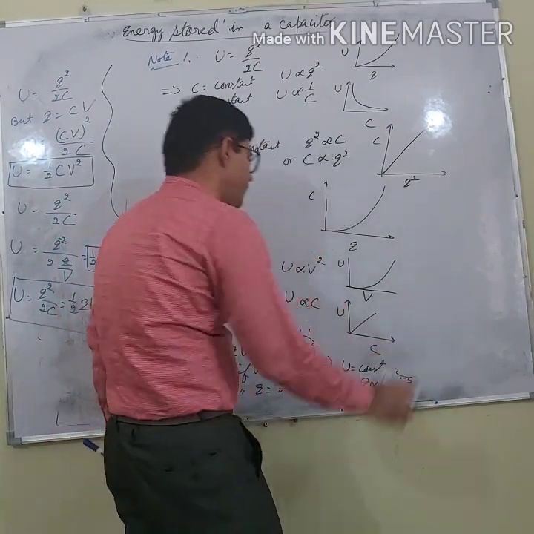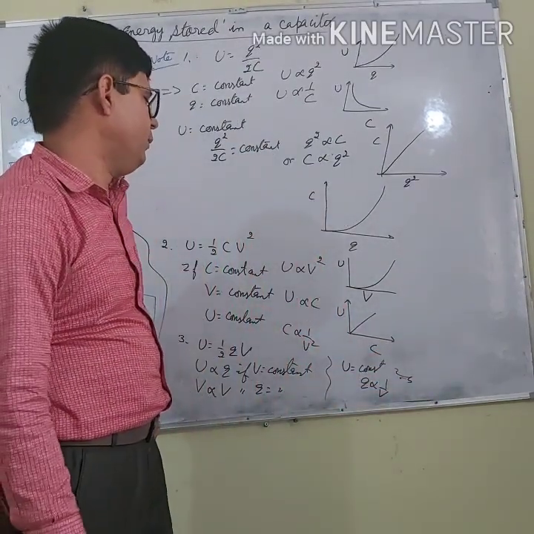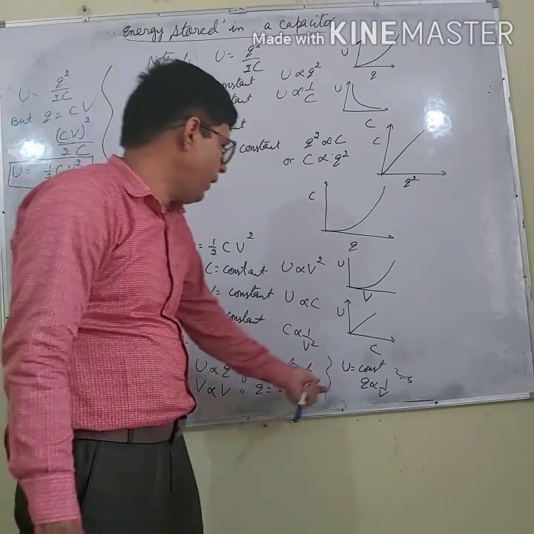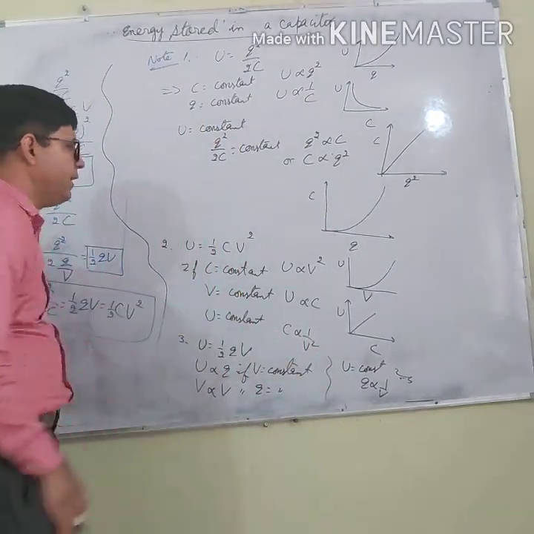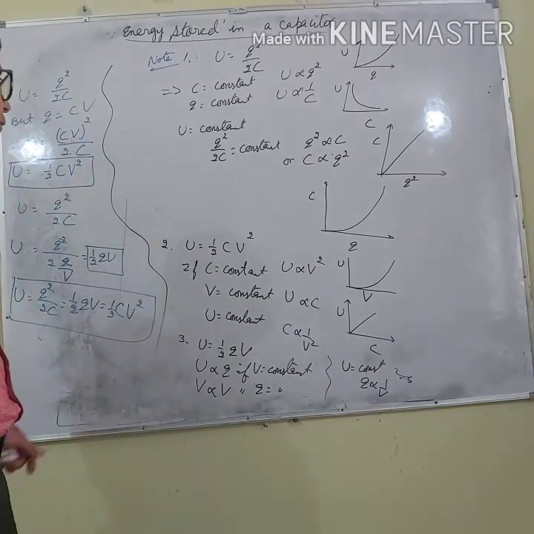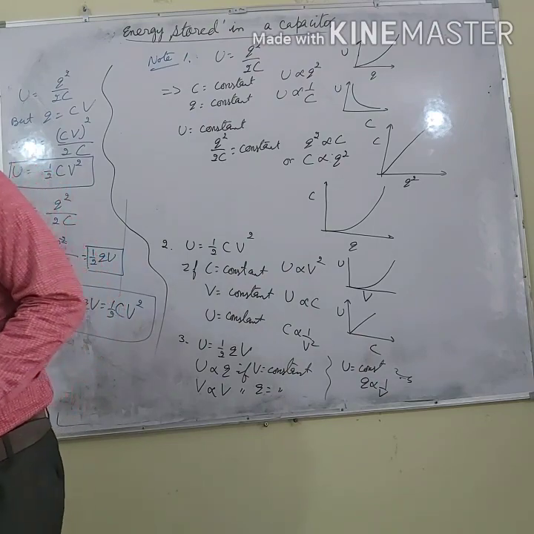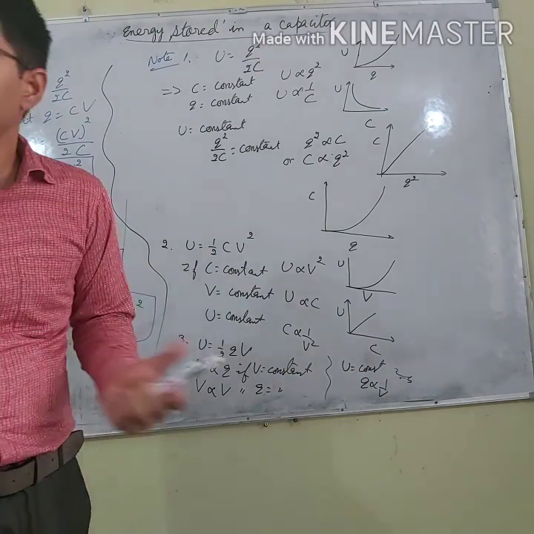Draw the graph between Q and V, provided the potential energy of a capacitor is constant. In that case, we have to draw the graph of inversely proportional. So this was the energy stored in a capacitor.